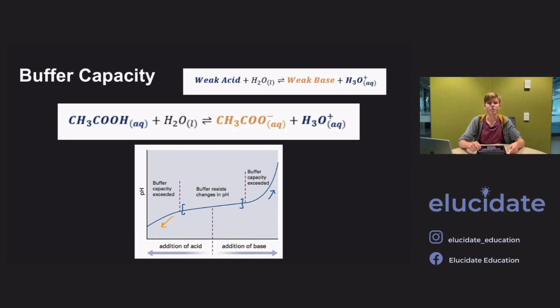The main way we can assure a suitable buffer capacity is by ensuring a high concentration of the weak acid and conjugate weak base, or weak base and conjugate weak acid, so that we can have many reverse reactions or forward reactions occur to stabilize the system.